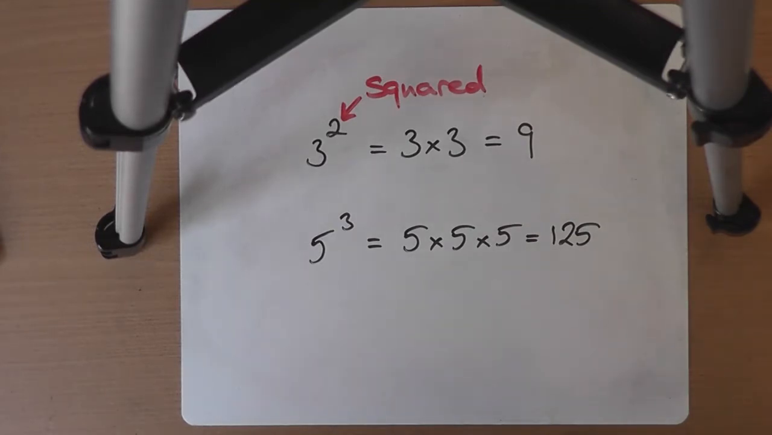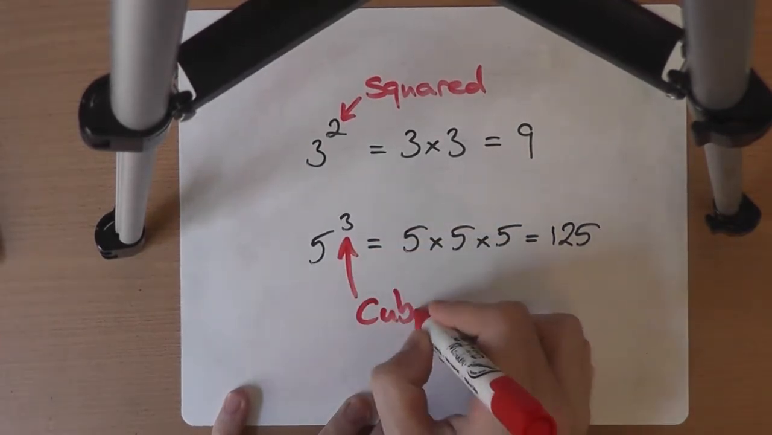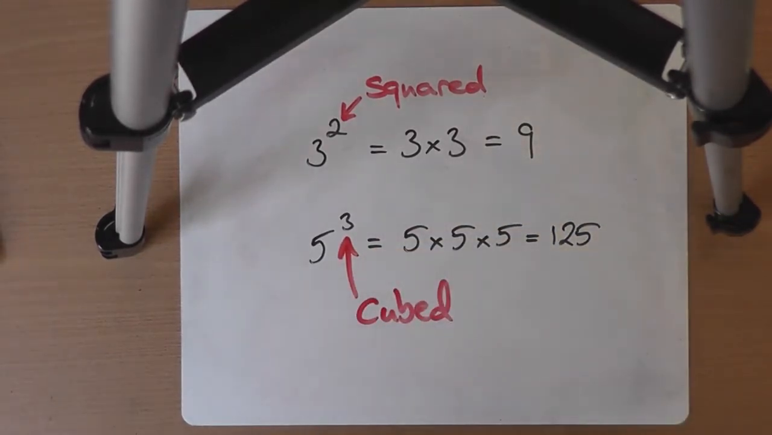i.e. power 2. And power 3 is also sometimes known as cubed. So 5 to the power 3, for example, would be 5 cubed, i.e. 5 times 5 times 5. Power 2s, also known as squareds. Power 3s, also known as cubeds.